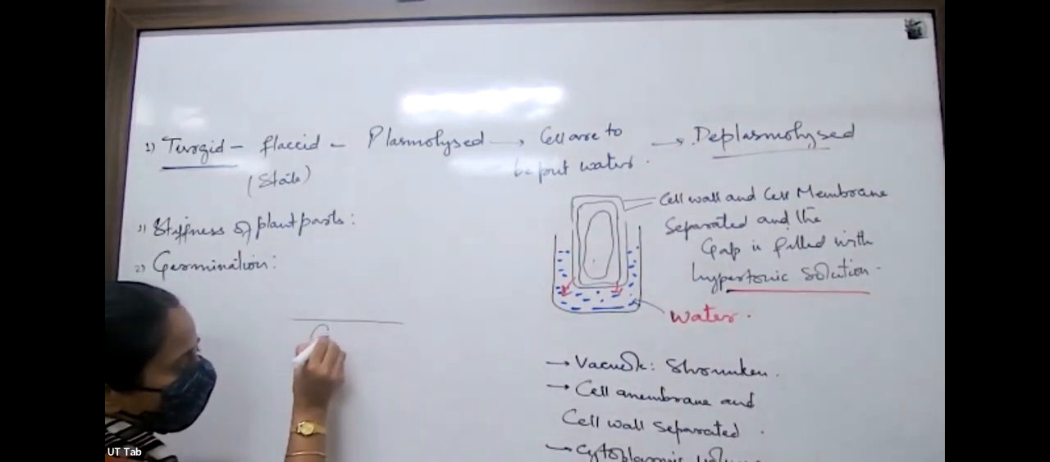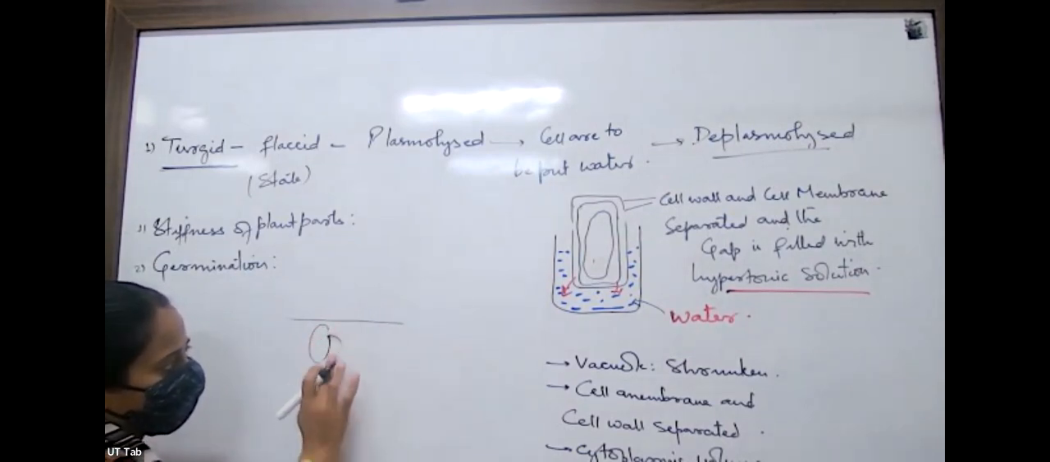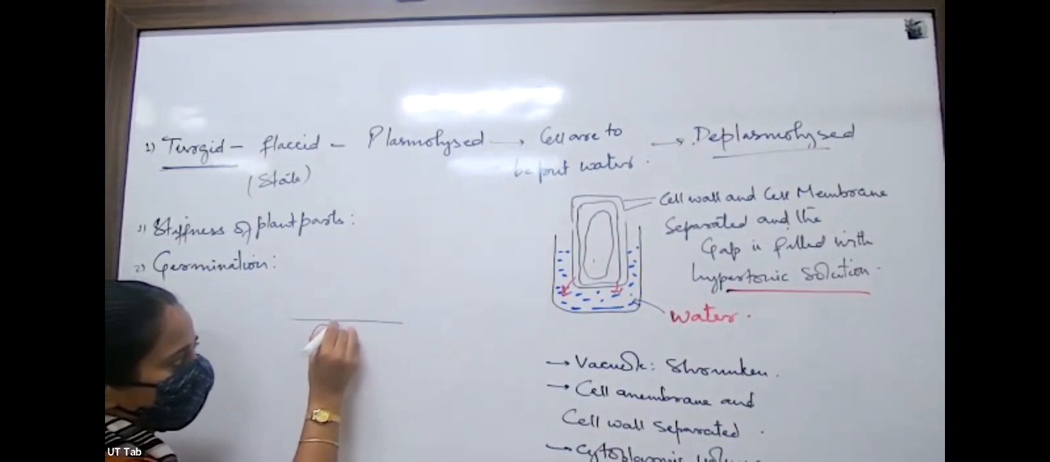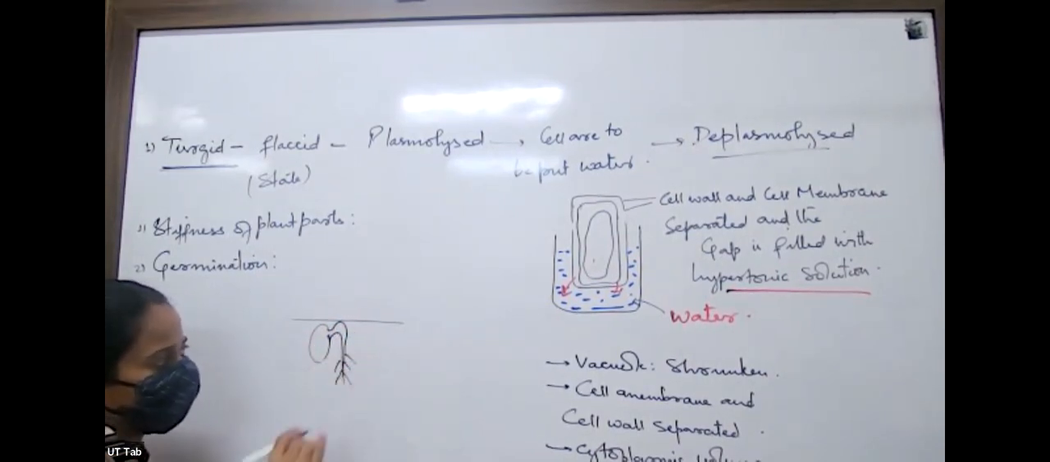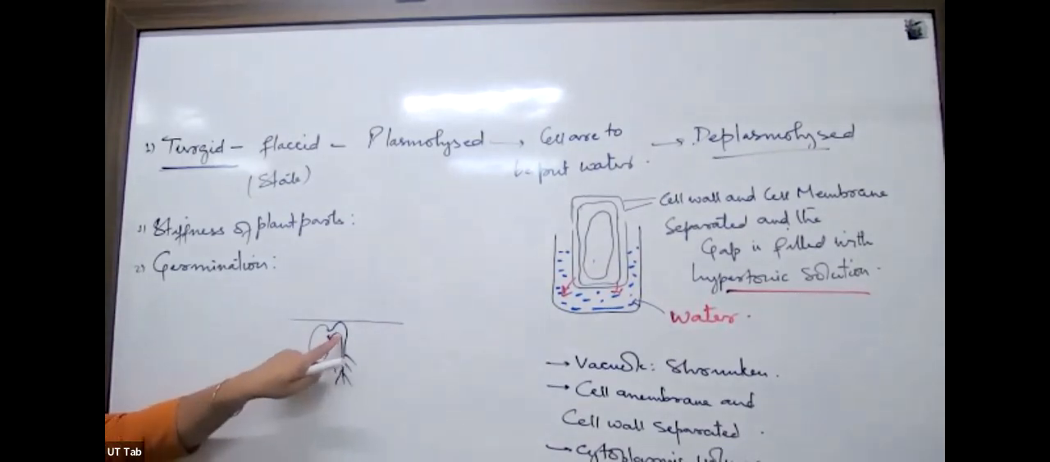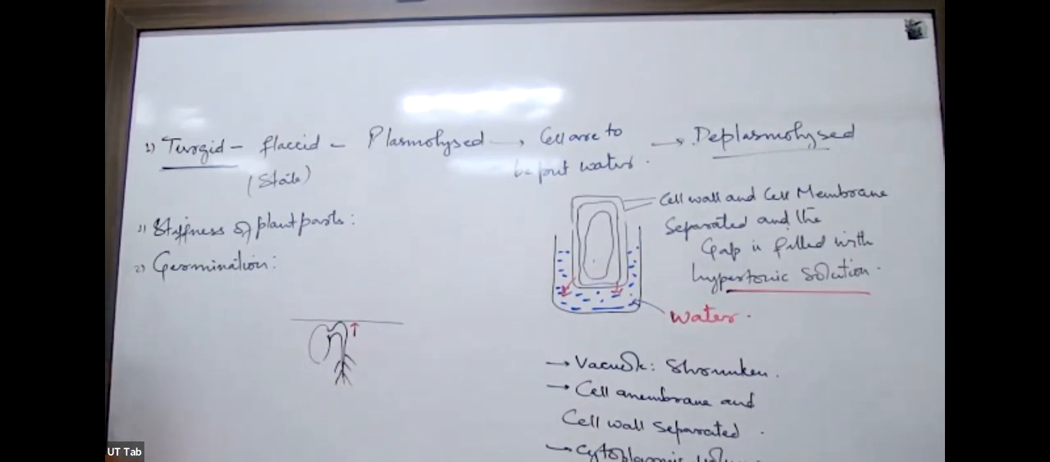Now if this is the seed, first of all we talk about the plumule and the radicle. How does it develop? The plumule and the radicle. So first of all, the fine root hairs. But this part of the plant will start pushing the ground.